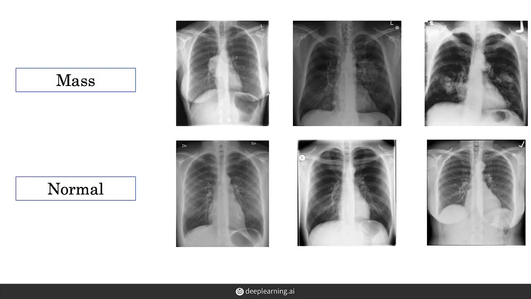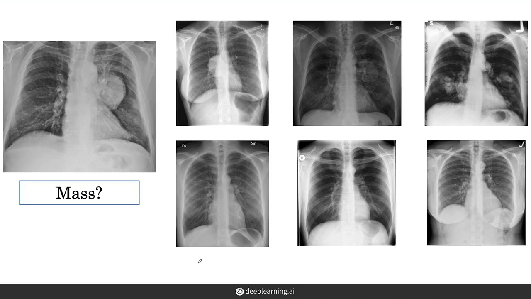Let's look at what one abnormality, called a mass, looks like. And I'm not going to first define what a mass is, but let's look at 3 chest x-rays that contain a mass and 3 chest x-rays that are normal. I can then show you a new chest x-ray here and ask you to identify whether there is a mass.